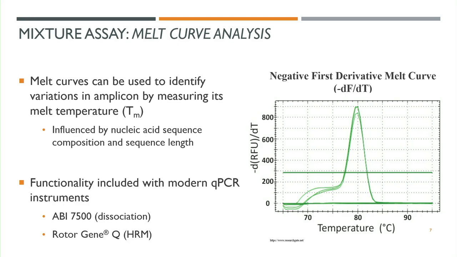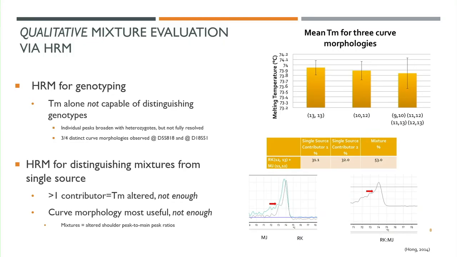And so we started thinking about this using those two instruments, specifically the ABI 7500 and the Rotor Gene Q, which is a higher resolution melt curve with a dedicated channel for melt curve analysis. So we took it in that direction and started playing around just to see if we could actually genotype STR loci using this approach.